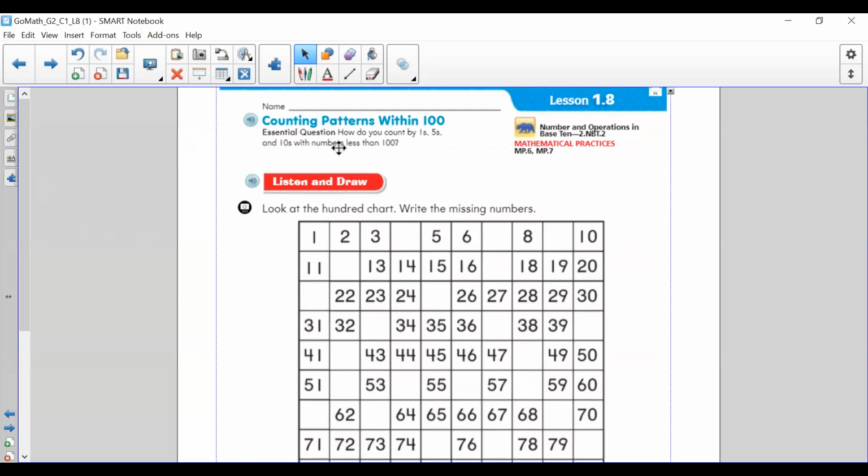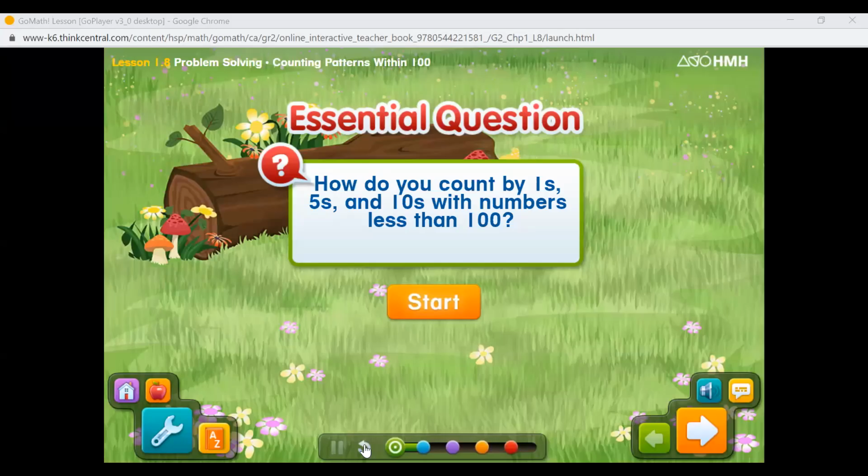Our essential question is, how do you count by ones, fives, and tens with numbers less than 100? Let's go to our Jessie Bear video and find out some ways that you can count by ones, fives, and tens. How do you count by ones, fives, and tens with numbers less than 100?